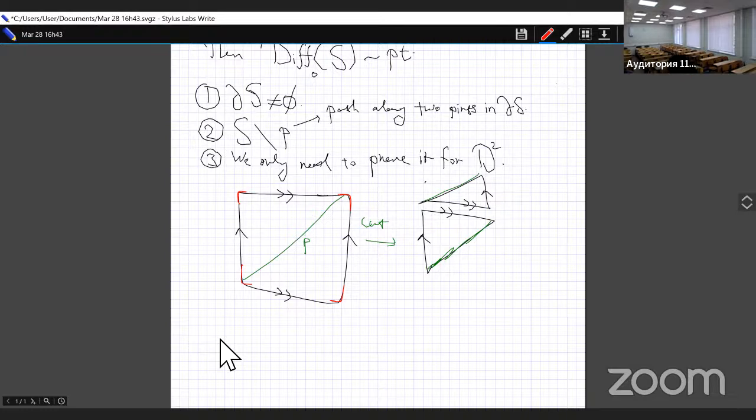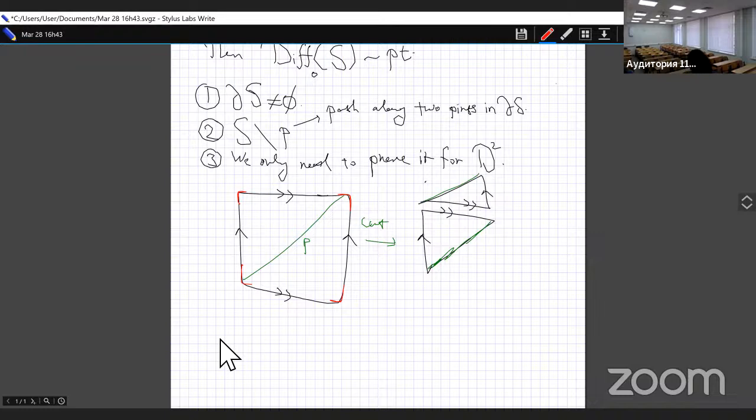I want to show why, if we assume that we can cut some path, then it's only sufficient to prove it for the disk. Because if we cut this along this path, then the result will be this, and if we cut one more time, then we get the disk. So this was an explanation of how to reduce the problem to the case of the disk. Is there any question? Do you want me to explain one more time?